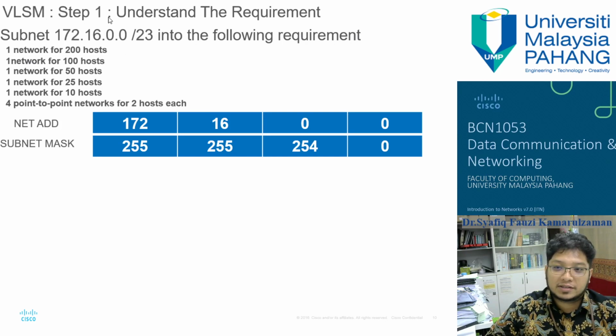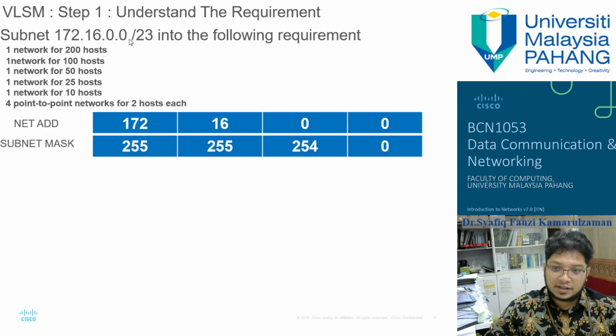You have this network address, 172.16.0.0/23, and you have the requirements here. You need one network for 200 hosts, another network for 100 hosts, one more network for 50 hosts, one more network for 25 hosts, and another network for 10 hosts. And finally, 4 point-to-point networks for 2 hosts each. It seems like a lot of networks, right? So how exactly do you do it?